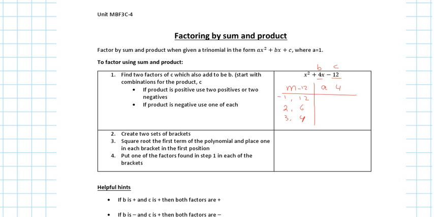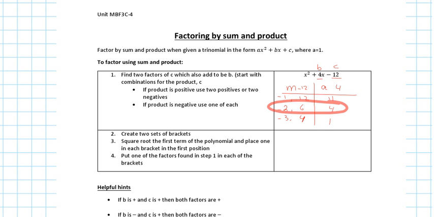So let's look. Which one of these factors, when I add them, is going to give me 4? The first one is going to give me 11. The second one's going to give me 4. The third one's going to give me 1. So you see that the 2 factors that multiply to negative 12 and add to 4 are negative 2 and 6.